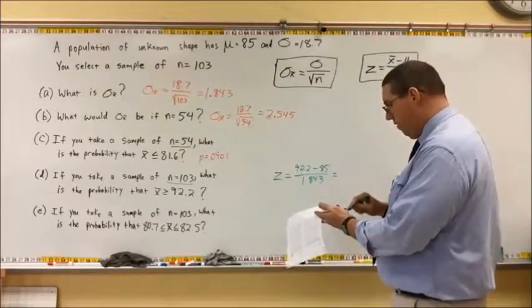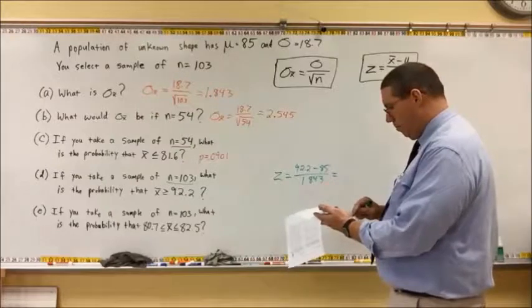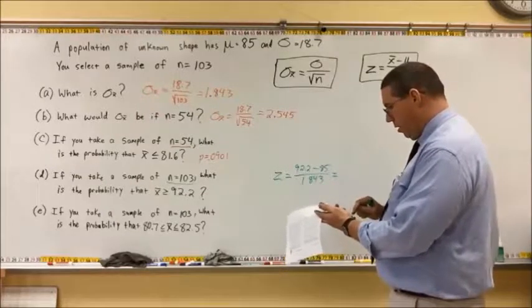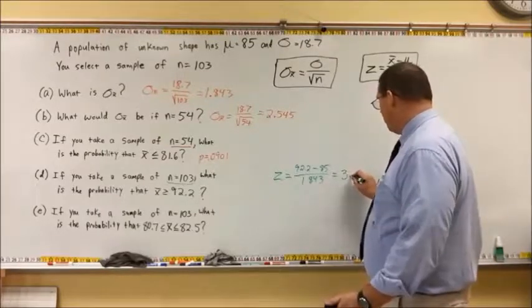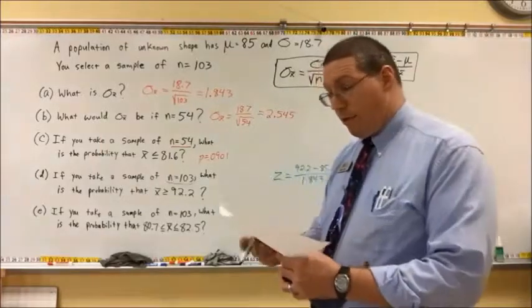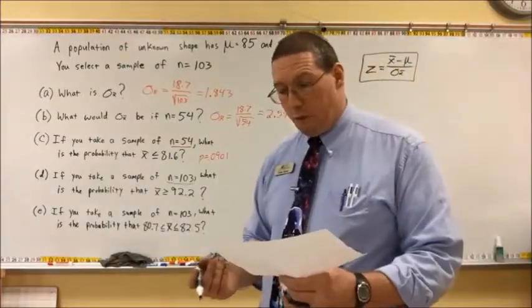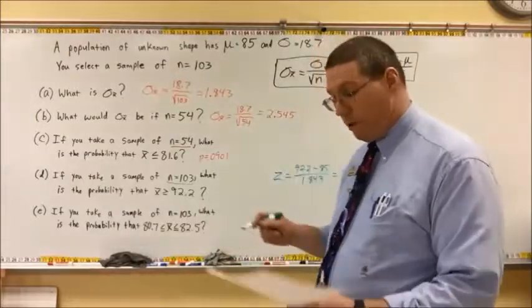92.2 minus 85 is 7.2, divided by 1.843 gives us 3.91. So we go onto the table, and there is no 3.91. The whole thing stops at 3.49. So what do we do? Okay, so here's what we do.